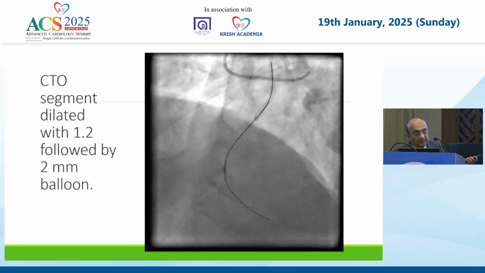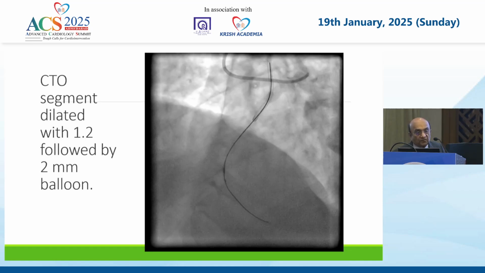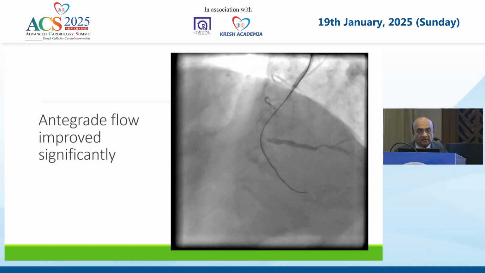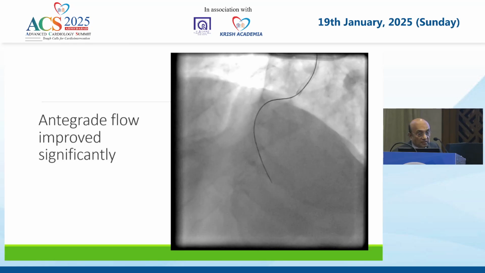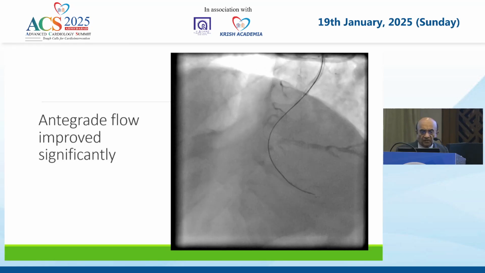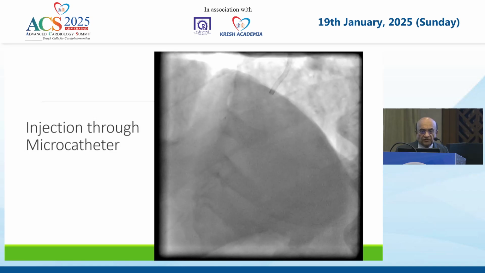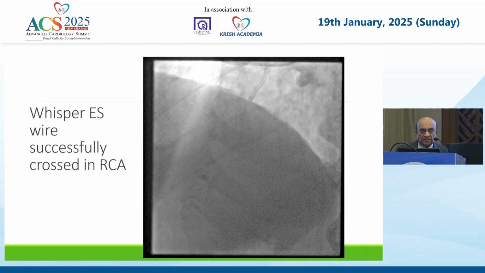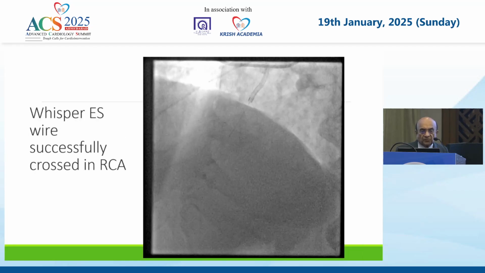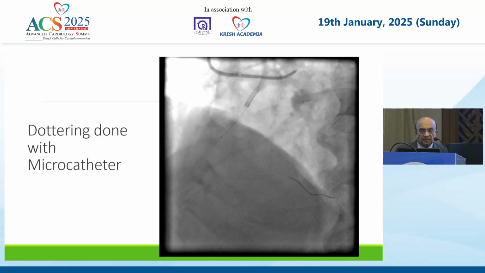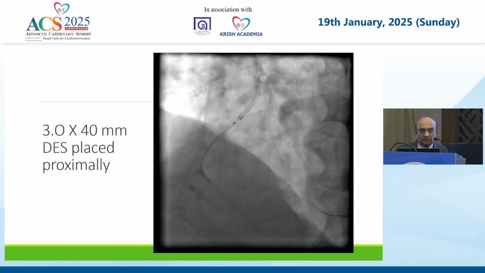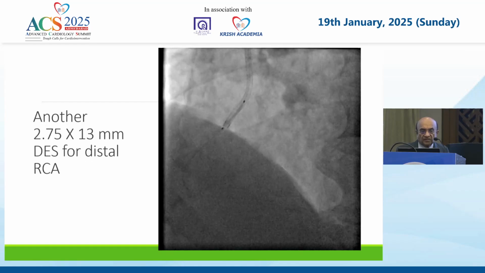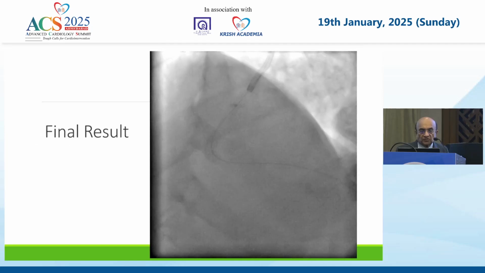Then I dilated that area with V1.2 and then followed by a 2 millimeter balloon, and then brought the microcatheter back, and I can now very clearly see the artery. Now it is very easy to enter. Brought the microcatheter back and made an injection through the microcatheter and saw that there is visibility of a distal segment. Then a Whisper Extra Support wire successfully crossed the right coronary artery, and after dottering with the microcatheter, we placed 2 stents, one by one, distal first and then proximal, and this was the final result.